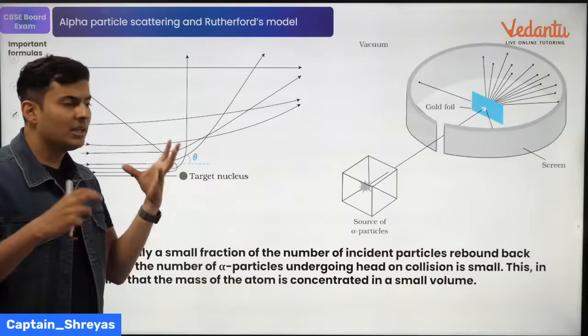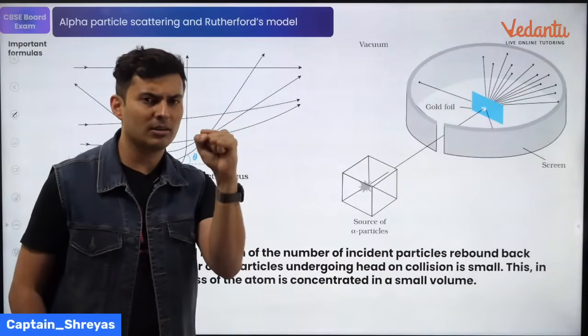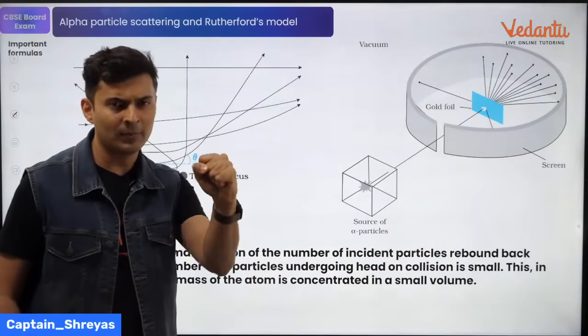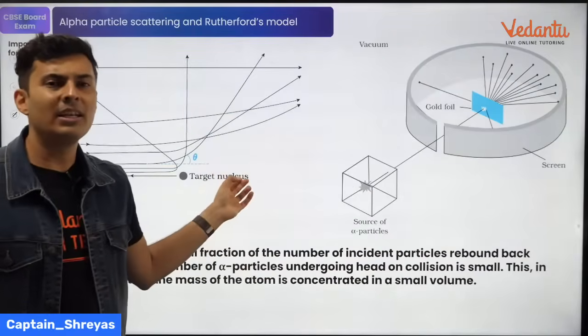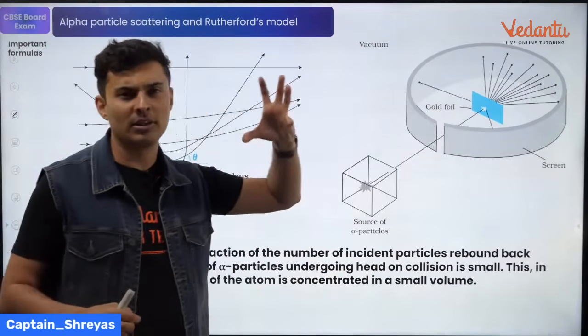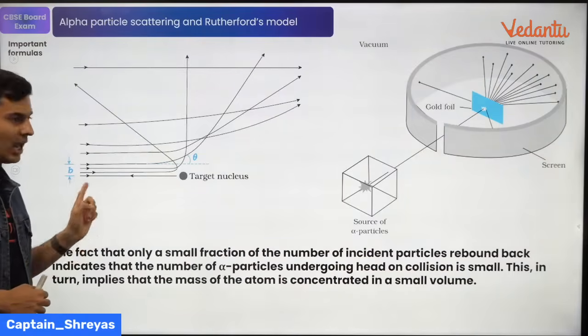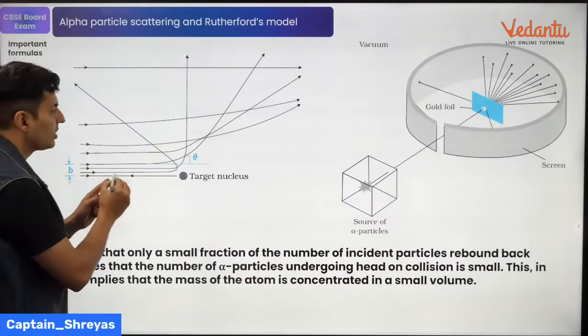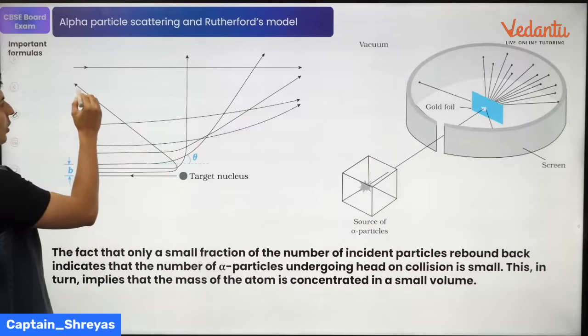That led him to believe the model of the atom should be such that there is a strong positive charge at the center of the atom. All the mass is over there. Most of the atom is empty, and the teeny mini negative particles just go around that positive charge. And if you look at the paths taken by different alpha particles, you will see most of them will go undeviated. Some of them come very close and then they go far away.